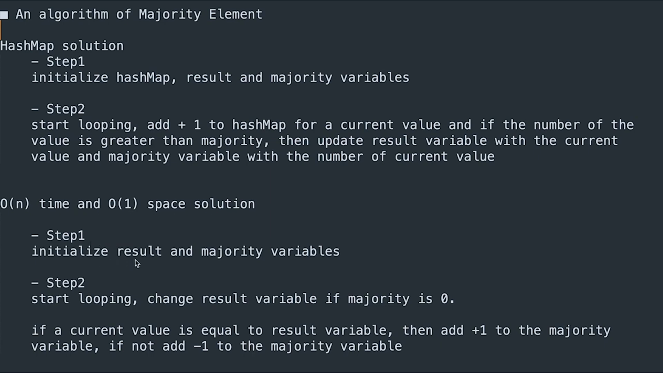And this is an O(n) runtime and O(1) space solution. Step 1, initialize result and the majority variables. Step 2, start looping. Change result variable if majority is 0. If current value is equal to result variable, then add +1 to the majority variable. If not, add -1 to the majority variable. Yeah, that's it.